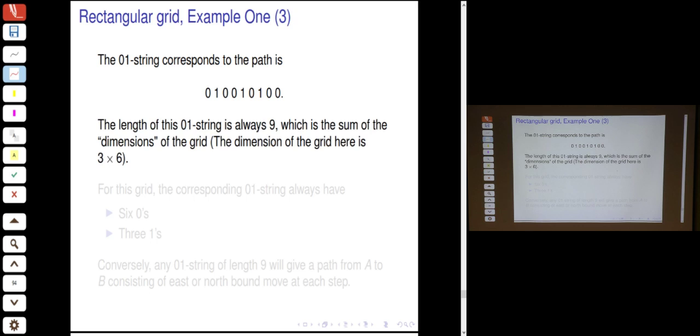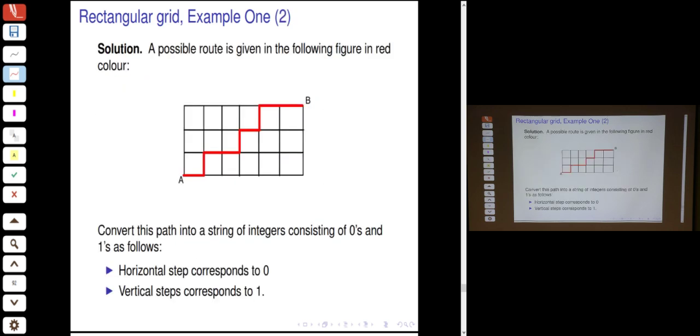The total length of the string will be 9, right? Because of the grid, you need to go 6 steps to the east and 3 steps to the north. You can't skip any of these steps. So the total number of steps is definitely 9.